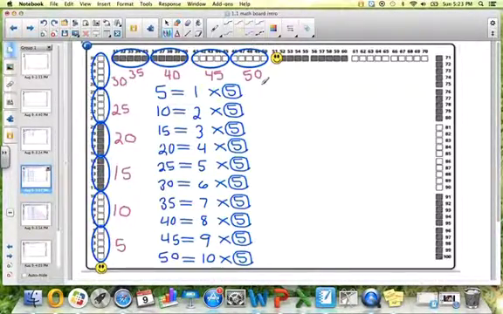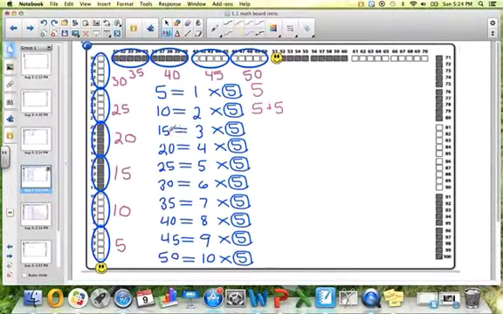Okay, so again, let's go back to this problem. And remember that multiplication is just like repeated addition. So now we're going to write an addition equation next to each one of these equations. So when I write 5 equals 1 times 5, I'm just adding 5 one time. So I'm going to write a 5 next to it. So then when I write 10 equals 2 times 5, I'm adding 2 groups of 5. So my addition equation is going to look like this. 5 plus 5.